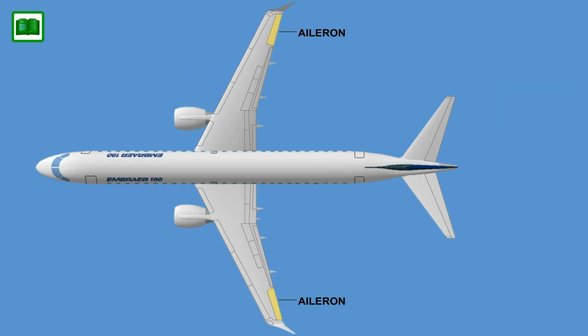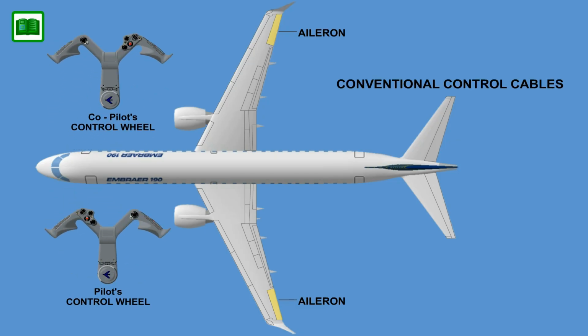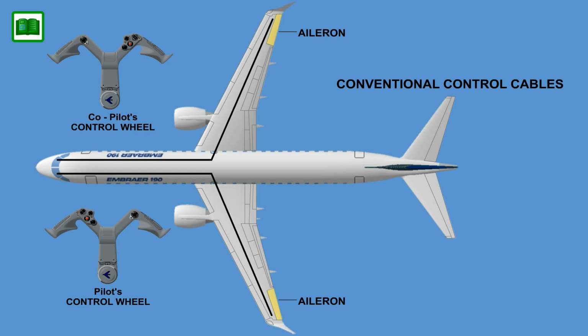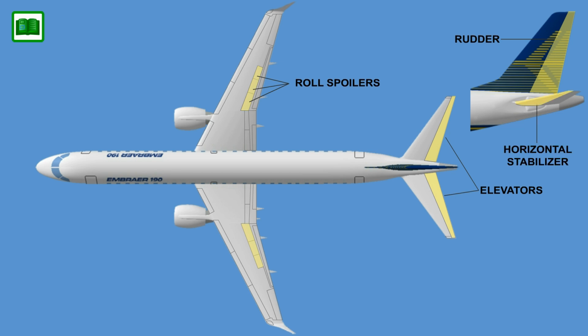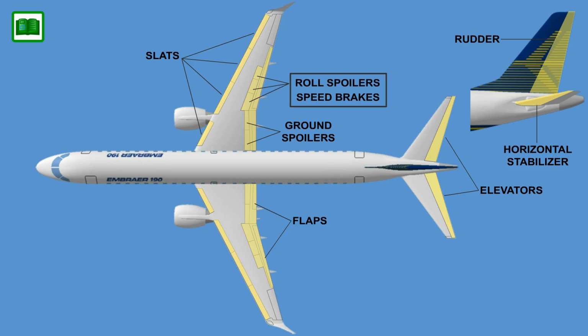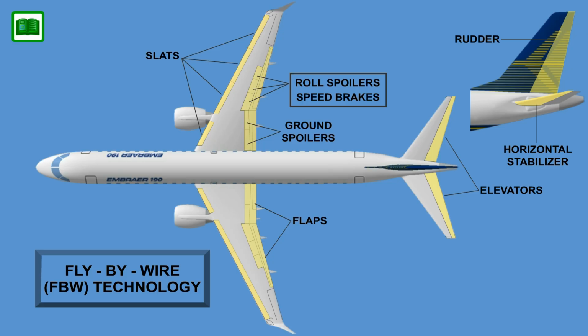The ailerons are driven by conventional control cables that run from each control wheel back to a pair of hydromechanical actuators, moving the control surfaces. The rudder, elevators, and roll spoilers, as well as all secondary flight control systems, including the horizontal stabilizer, flaps, and slats, ground spoilers and speed brakes, are controlled electronically using fly-by-wire FBW technology.